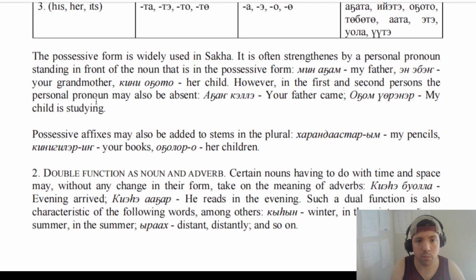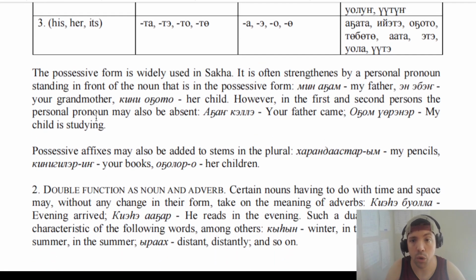So again, to summarize what it says after the table, you can say it with the pronoun I, you, he, or she before the noun that is possessed, or you could leave it out. If you leave it in, it emphasizes the statement. The examples it gives, let's see.